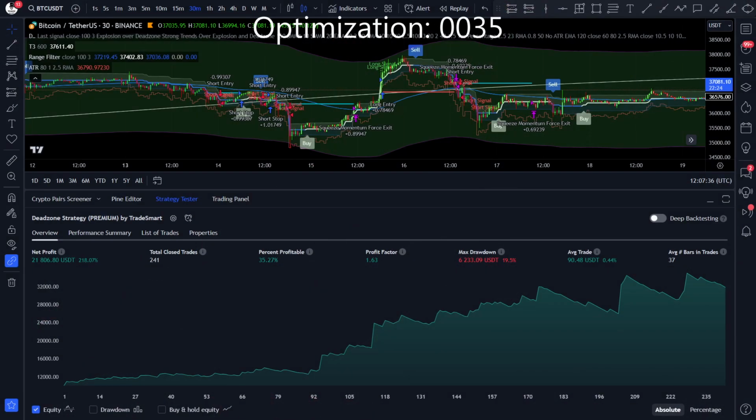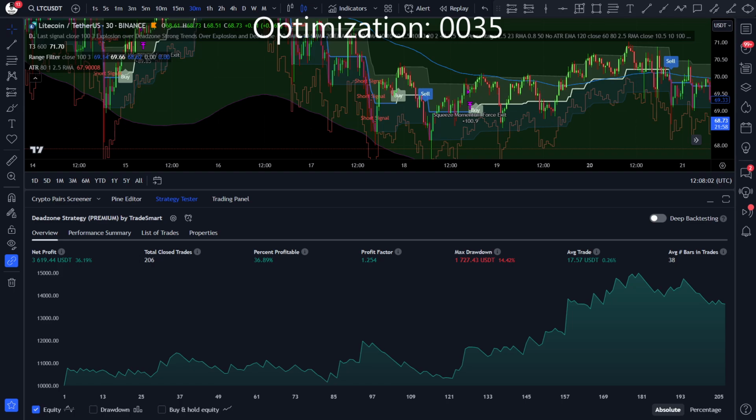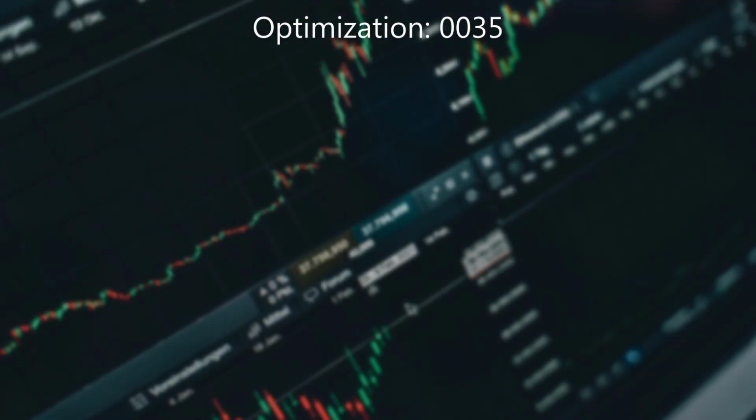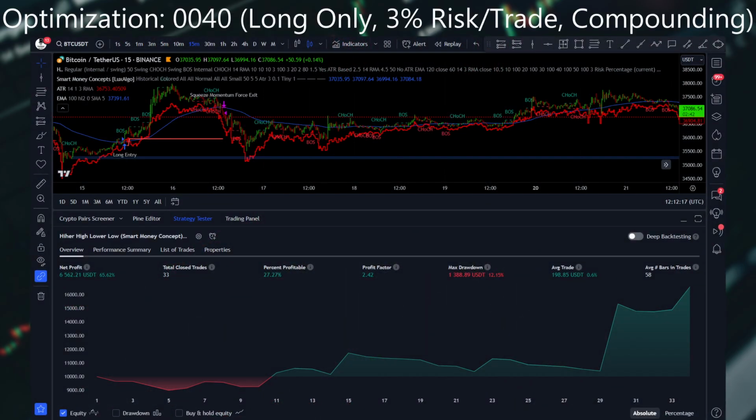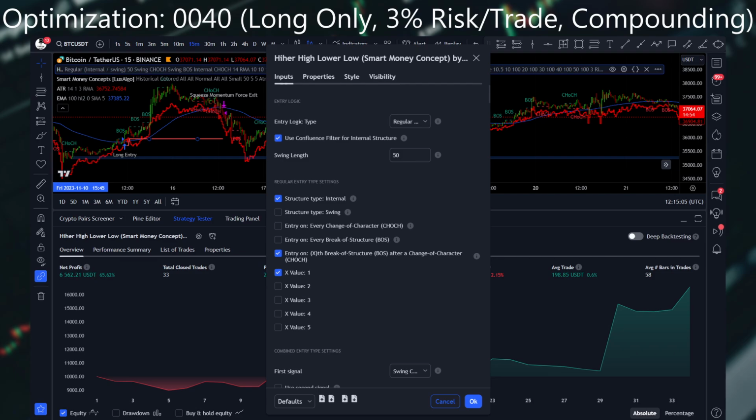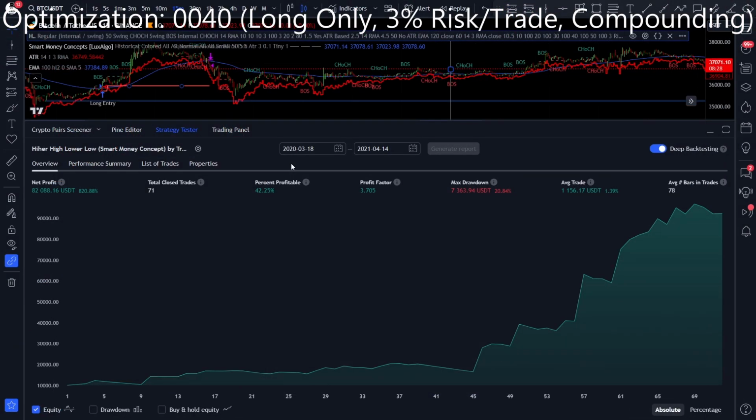I found that optimization number 35 works on many assets and timeframes such as Bitcoin, Link and Litecoin, which is a good sign. But my absolute favorite was optimization number 40, long only version on the 15-minute BTC USDT chart with a 3% risk per trade compounding setup. This strategy is our higher high, lower low smart money concept strategy. It performed amazing on all the 3 time intervals.